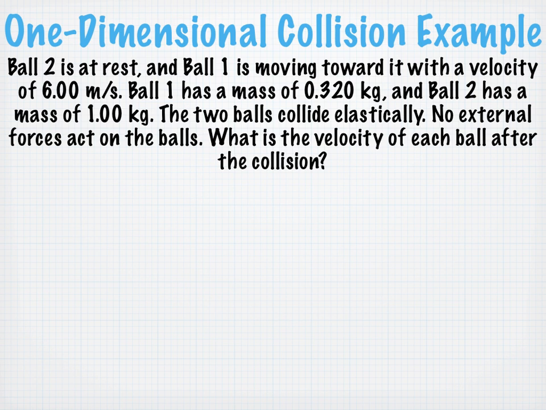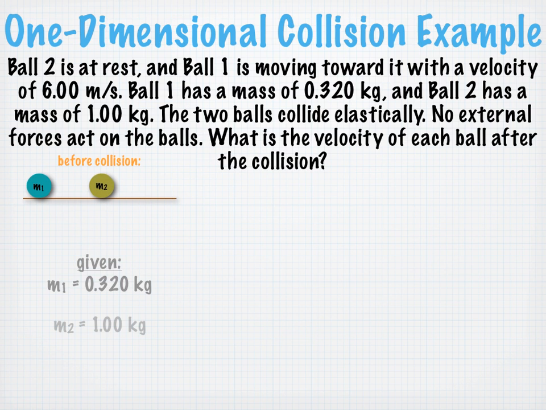No external forces act on the balls. What is the velocity of each ball after the collision? Okay, what are we given? Ball 1 has a mass of m1 equals 0.32 kilograms, and ball 2 has a mass of 1 kilogram. Before the collision, ball 2 is at rest, so the initial velocity of ball 2 is equal to 0.